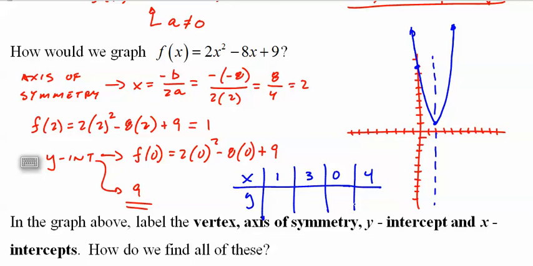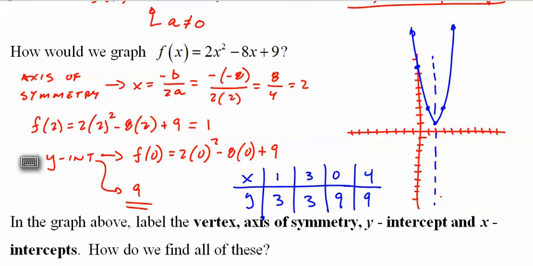Plug these into the equation. We get 3, I believe. Here we'd get also 3, I believe, which makes sense. So 1, 2, 3, right about there. And on the other side, 0 we already know gets us 9. 4 would also get us 9. That sort of thing. I won't make you do that, but some teachers might.